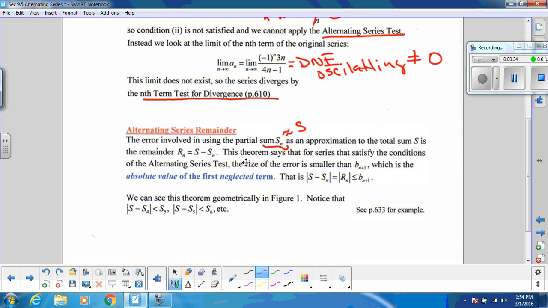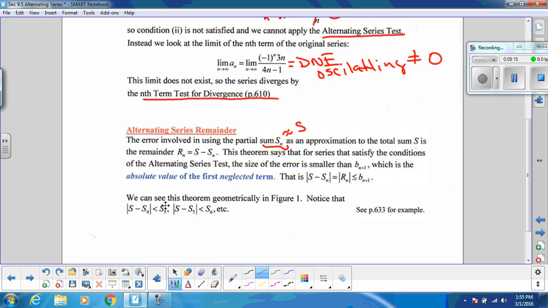Makes sense, right? So this theorem says that for any series that satisfies the alternating series test, the size of the error is smaller than b sub n plus 1, which really means that the error is smaller than the absolute value of the first neglected term. Okay, so let's go back. What I wanted to show you is that with the diagram. Algebraically, what we're saying is the absolute value of the difference between the actual and the approximation is equal to the remainder, and that remainder is less than or equal to that first neglected term.